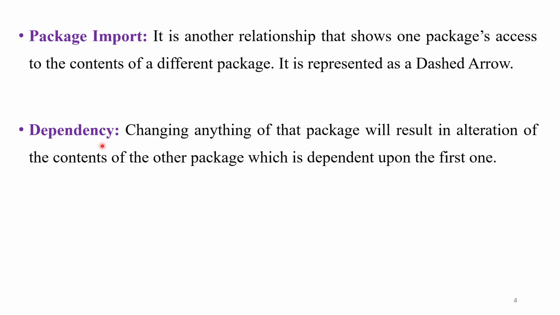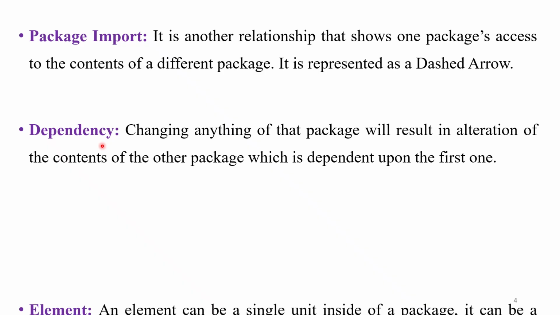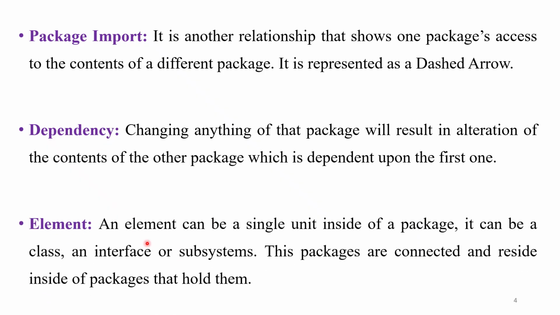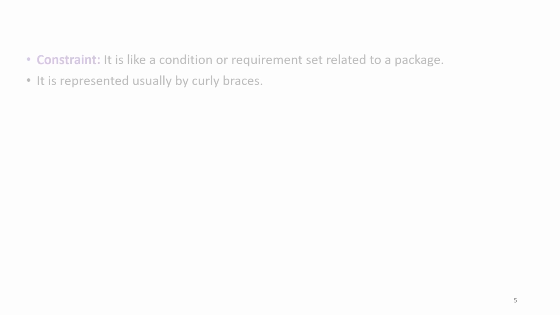So before changing any content in one of the packages, we must be sure whether the subsystems have high coupling or low coupling. High coupling means an immediate effect on the other content of the package diagram, and low coupling means the content will not be much affected. An element can be a single unit inside the packages, so there can be a single one or multiple ones. All these different types we call elements. These can be classes, interfaces, or subsystems.